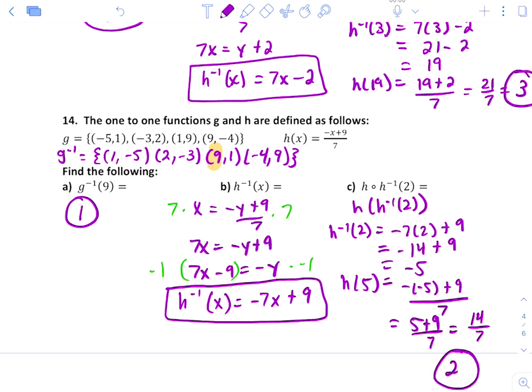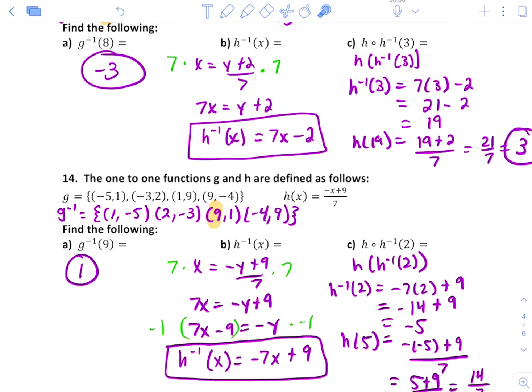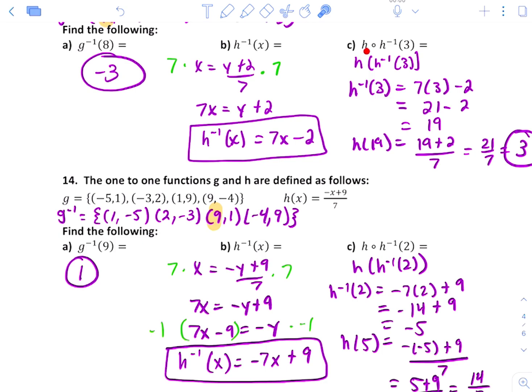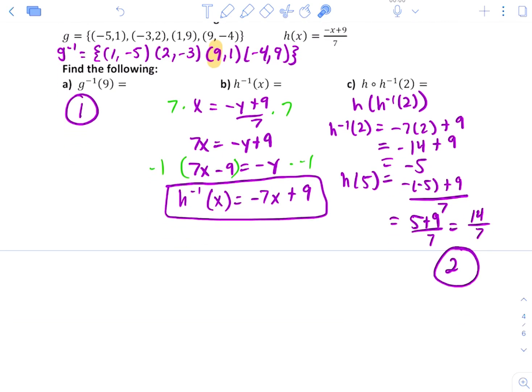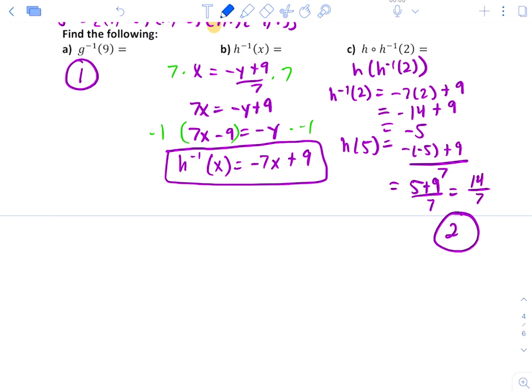Now I want you guys to notice something. As I look at this, up here on this one, when I did the composition of a function with its inverse, that number that I plugged in was my answer. And that same thing happened on C. So that's not a coincidence, that's actually a pattern. So anytime we are doing a composition with its inverse, we will always get whatever that number is.